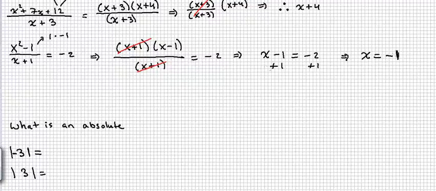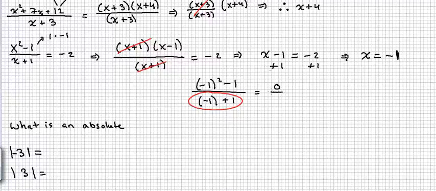Is that possible, though, is our question. So we're going to plug that back into our equation. Negative 1 squared minus 1 over negative 1 plus 1. Well, right here is a huge problem because we're dividing by 0, and we can never divide by 0. This gives us 0 divided by 0, which is no solution. So this problem cannot be solved. This is a bad problem.